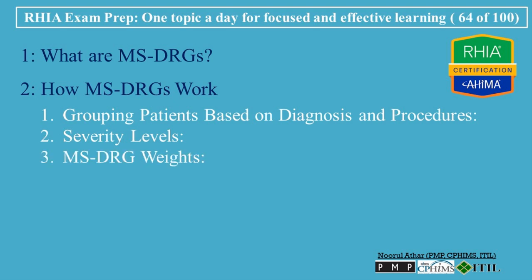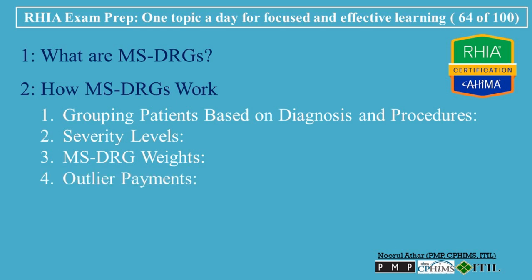treat. 3. MS-DRG weights. Each MS-DRG is assigned a relative weight that reflects the expected resource use for patients in that group. Higher weights are assigned to MS-DRGs that involve more complex cases. The hospital's payment for a patient's stay is determined by multiplying the base payment rate by the MS-DRG's weight.